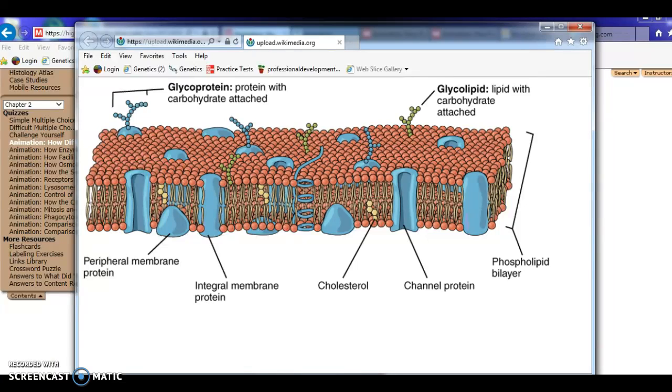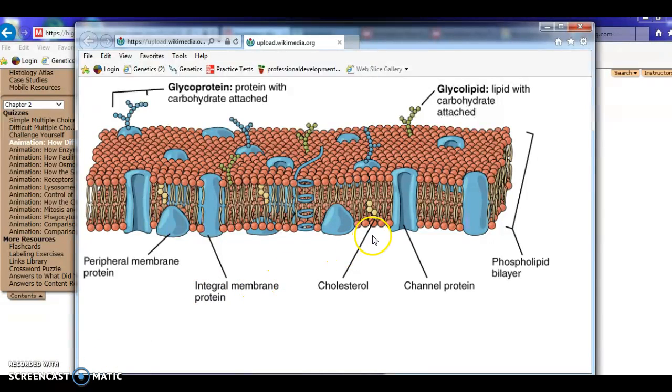Today's topic is going to be about the cell membrane and how the cell membrane controls things that go in and out of it and the processes that occur because of that. So here the first thing we're going to look at is the actual structure of the cell membrane, and sometimes it's called the phospholipid bilayer.